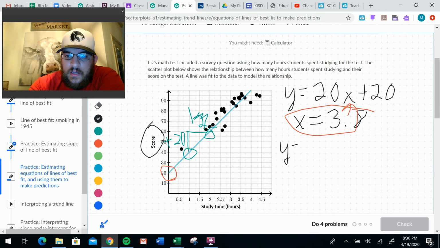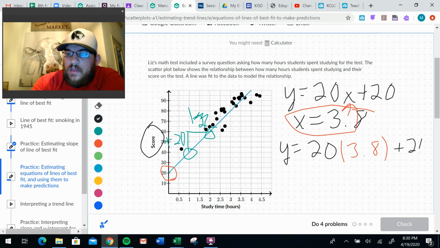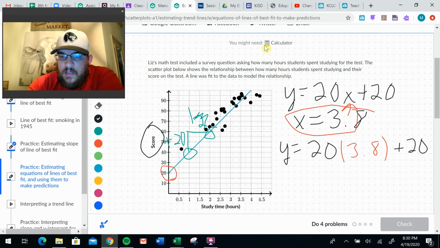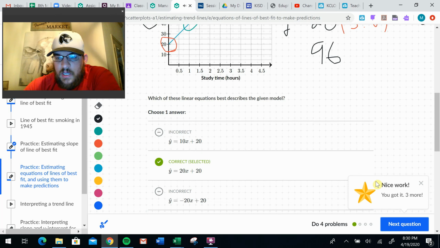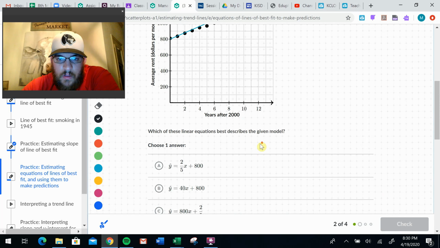So y is equal to 20 times 3.8 plus 20. Now this time, we're going to do it on a calculator. 20 times 3.8 plus 20, and we're going to end up getting 96. So that should be our answer for down here, 96. Check it. Great, you got the correct answer. Let's move on. Now I'm going to do one more for y'all.